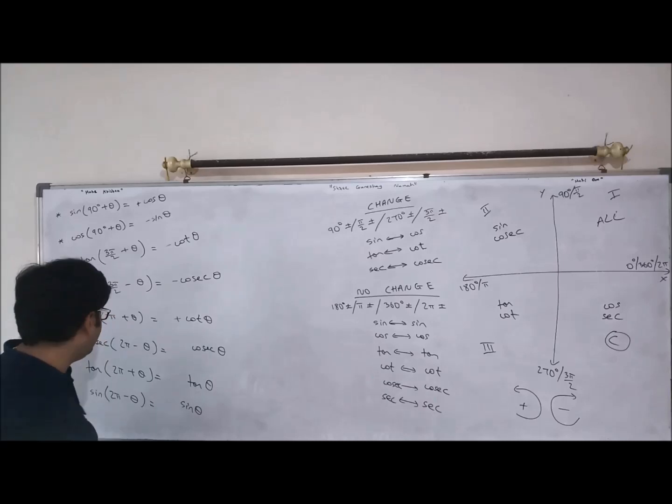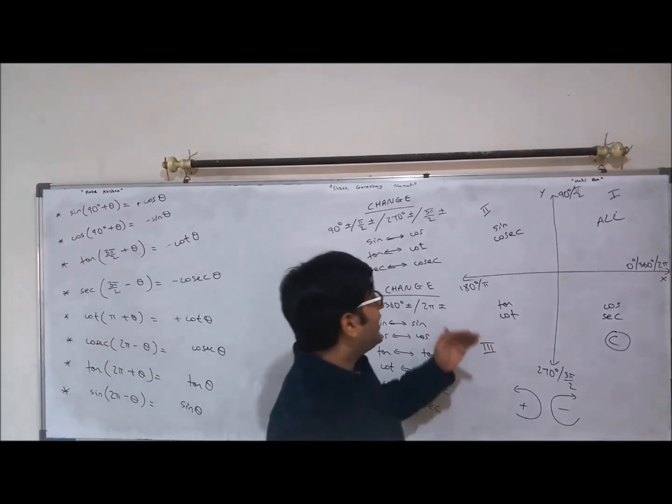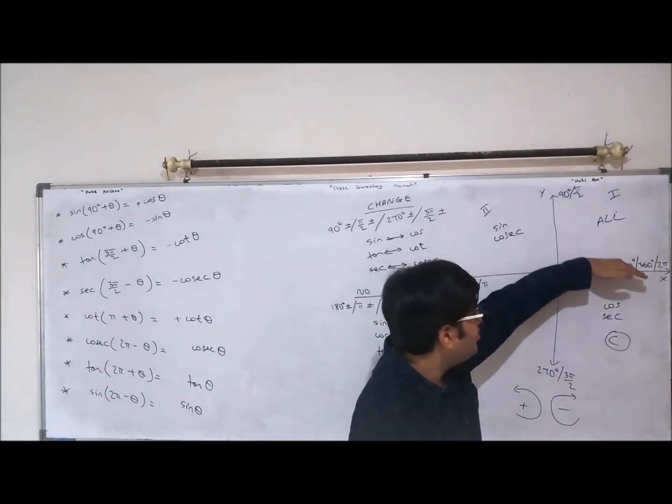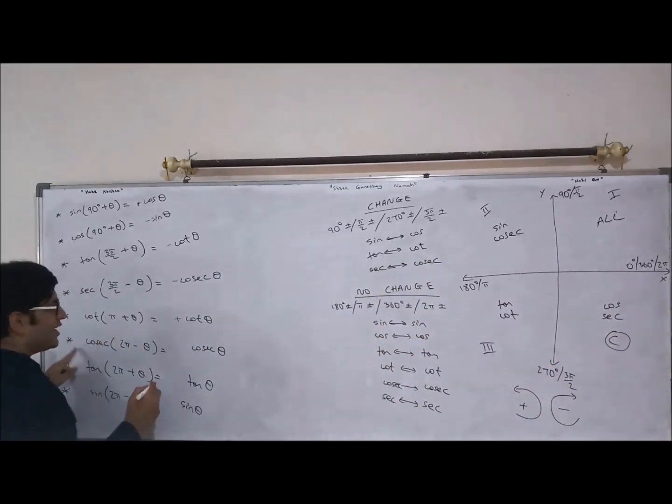Are you getting, students? Very nice. Cosec 2 pi minus theta. 2 pi means you are here, minus means you will move clockwise, so you will enter the fourth quadrant, so there the cosec function is negative, so that is why you get minus cosec theta.